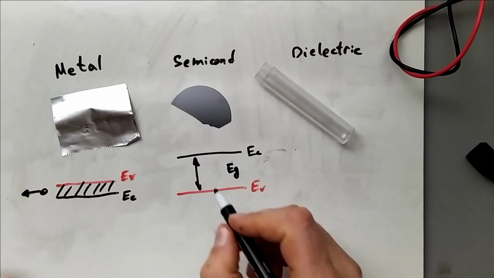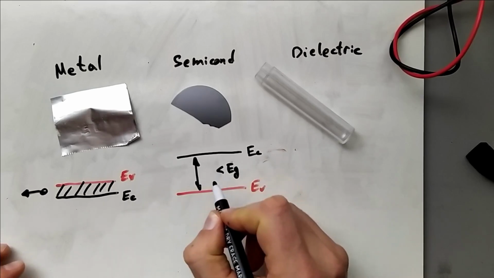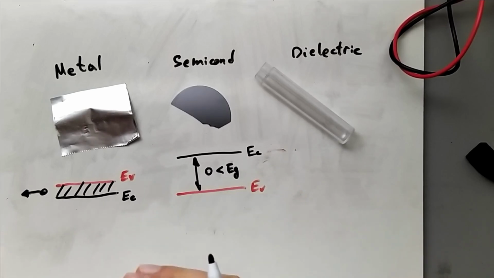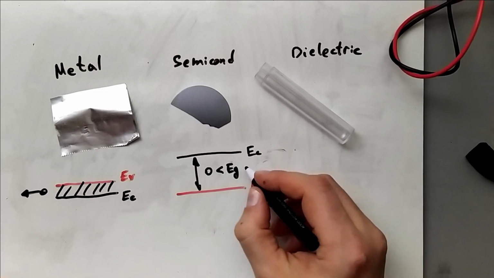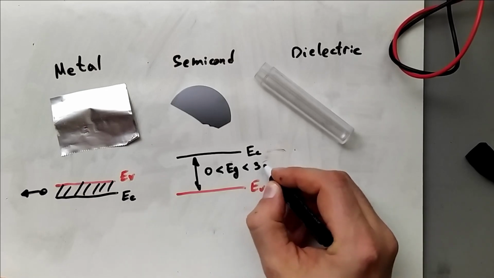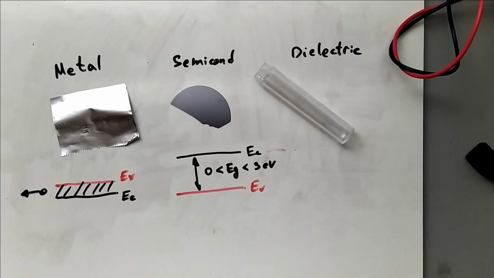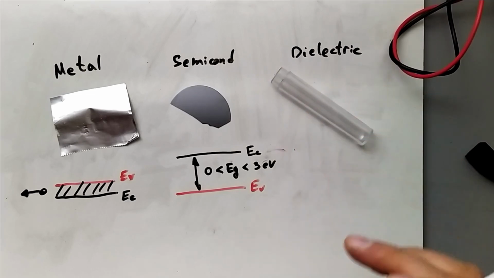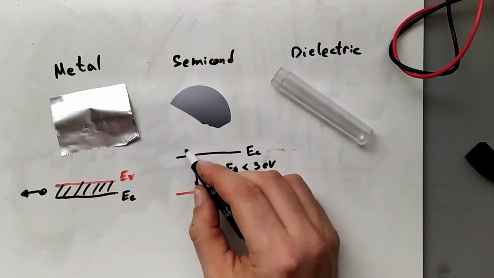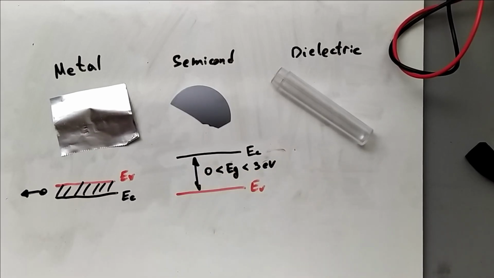and for semiconductors it's in the range larger than 0, so we always have some gap, and it is smaller than 3 electron volts. It's a rough estimation, but we can stick to this 3 electron volts. So in this case it means we do not have free electrons in the conduction band.